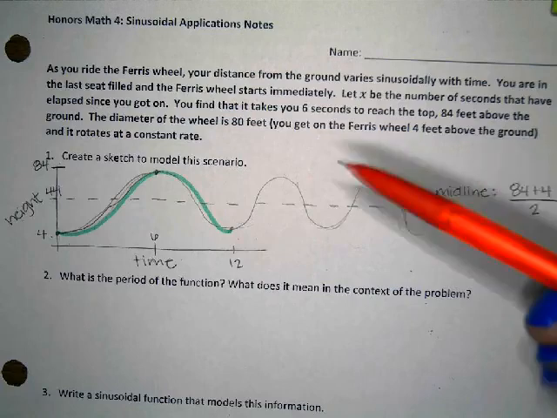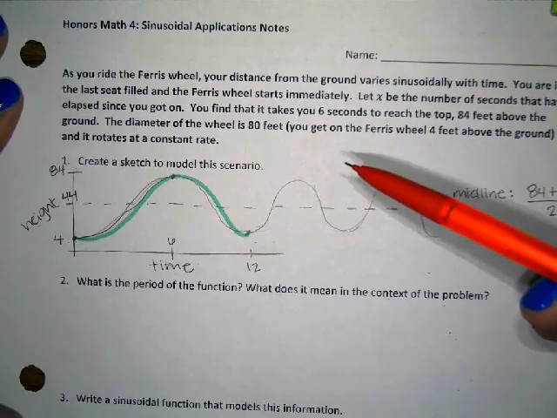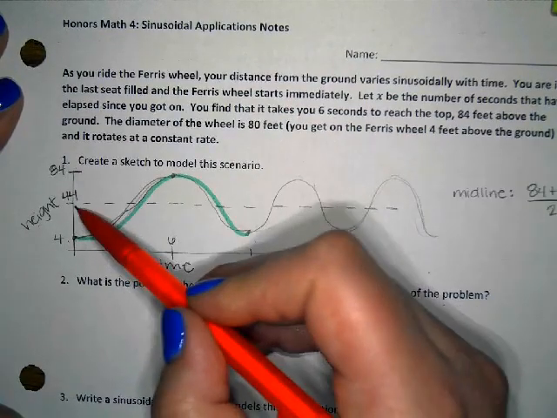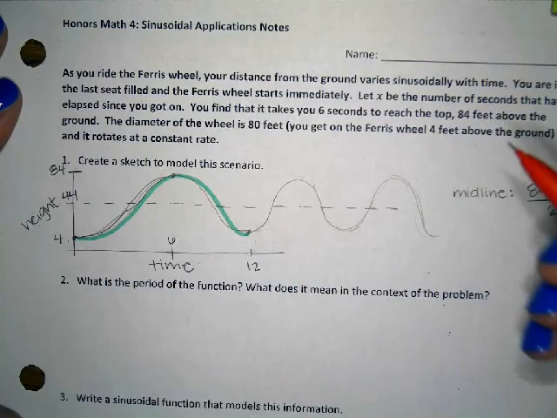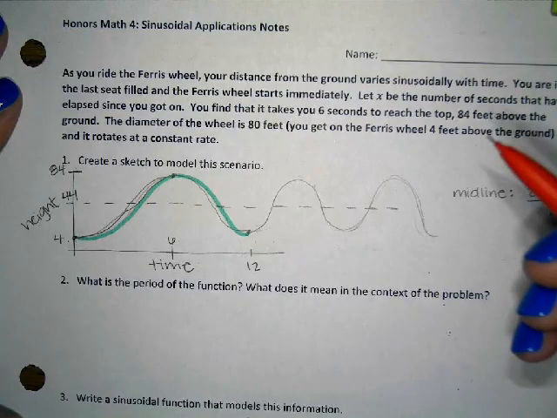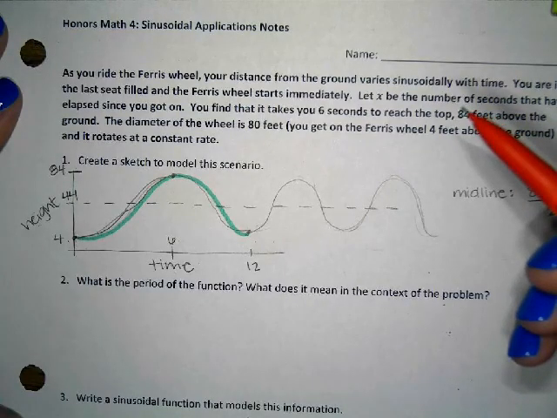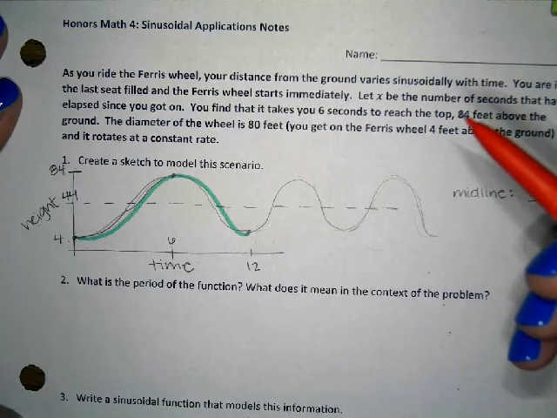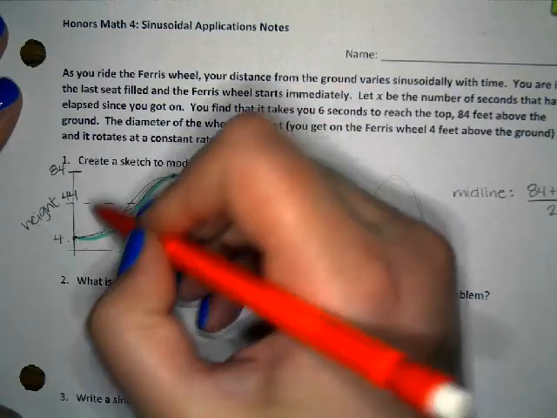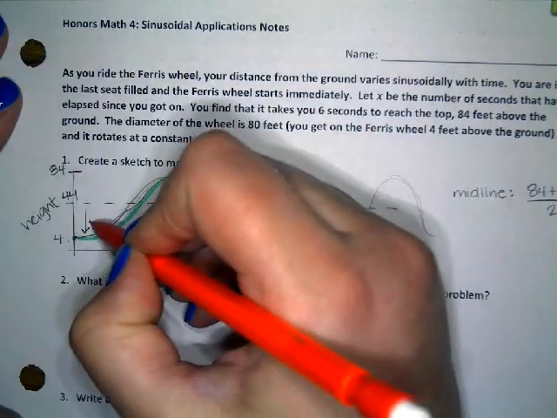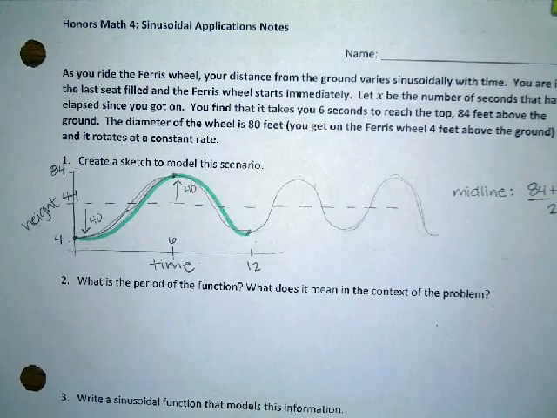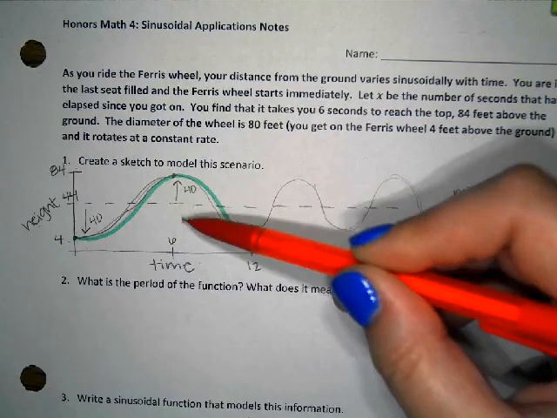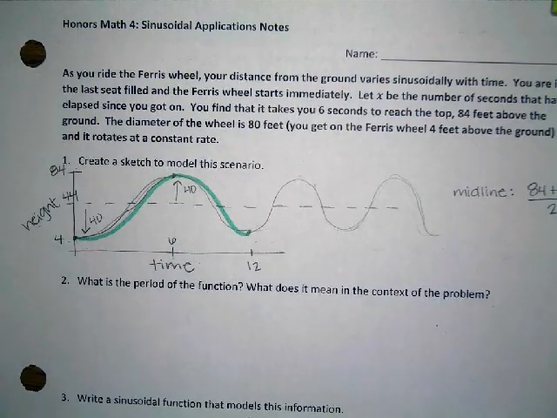Okay. So if we look at this, we can see some information about the graph. We can already tell what the amplitude of the function is. Anyone know what the amplitude would be? Not 80. What's the amplitude? 40. Perfect. So from here to here is 40. From here to here is 40, right? From the very bottom to the very top is 80. But from the middle to the bottom, from the middle to the top, that's 40. So the amplitude is 40.